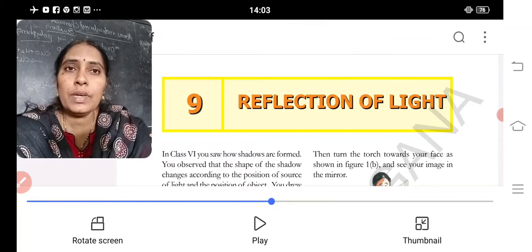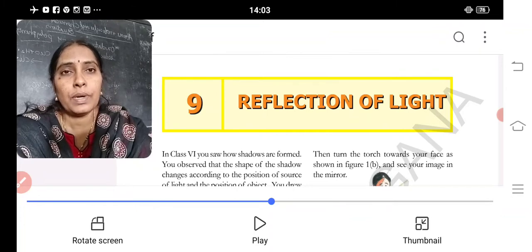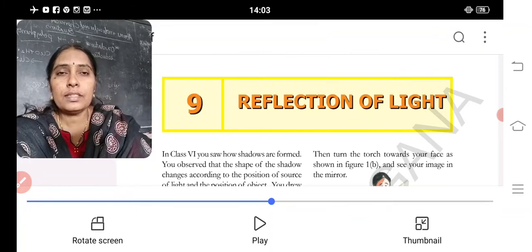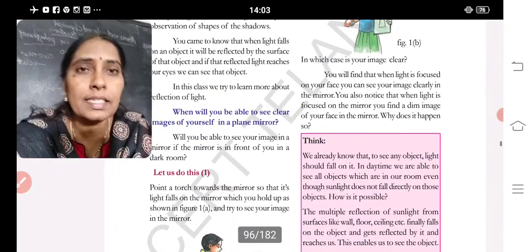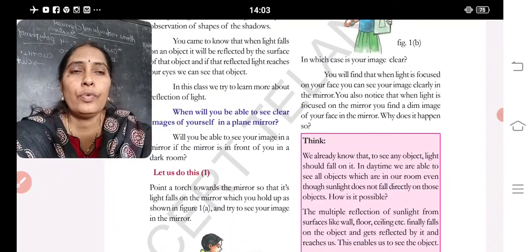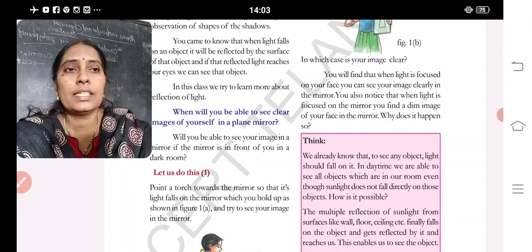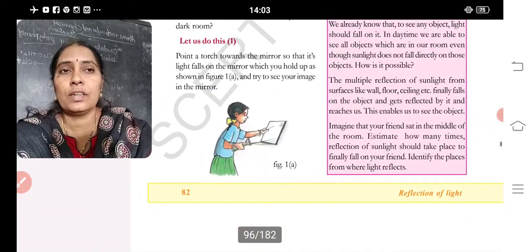And to get an image, we need a screen, mirror, light, and a transparent subject through which light passes. So this differentiation we discussed in our sixth standard. Now a few examples help us to understand reflection.